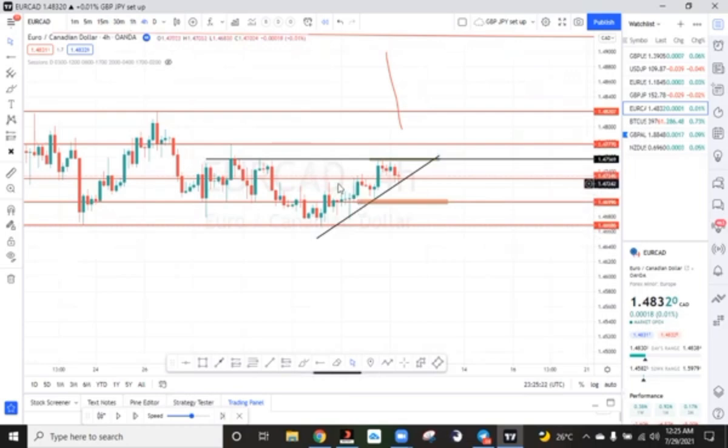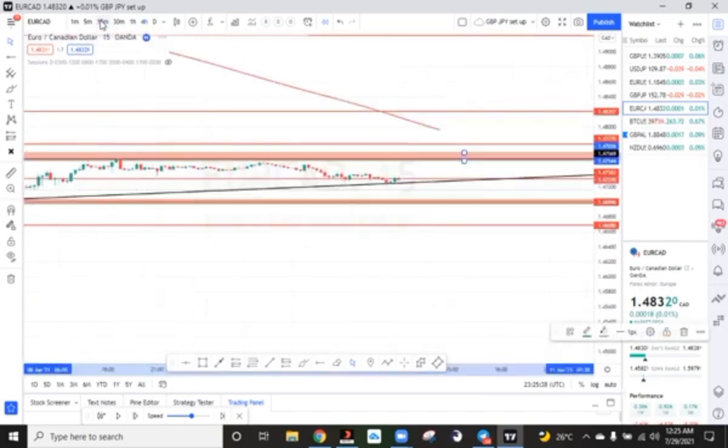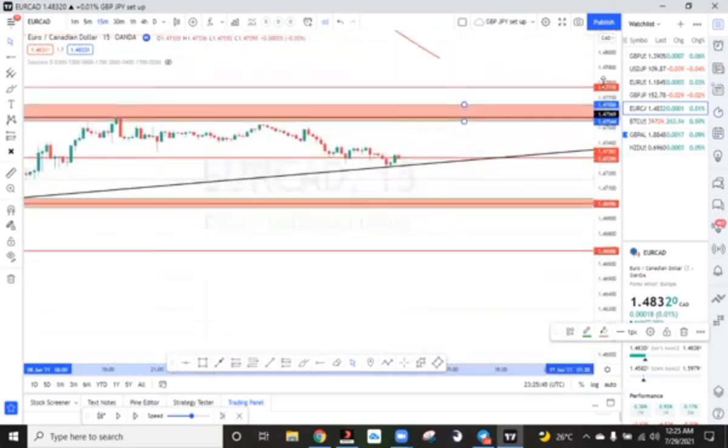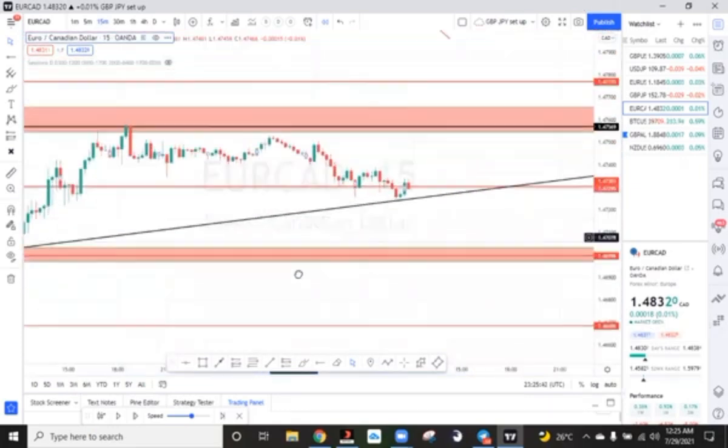Okay, I hope you're understanding all the logic. So now that we have plotted out all the obvious support and resistance levels, and we have even plotted out our key level here, let's go to the 15-minute time frame to see if we can find some more confirmation before we take this trade.